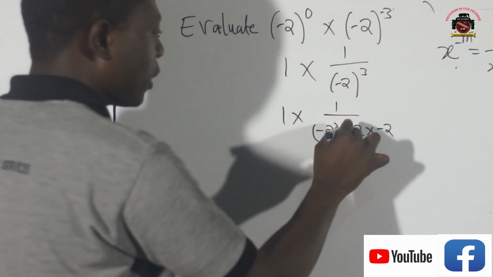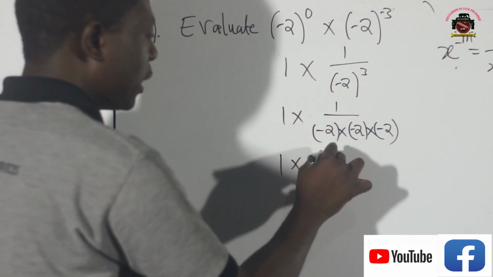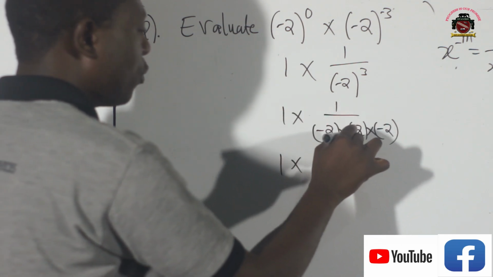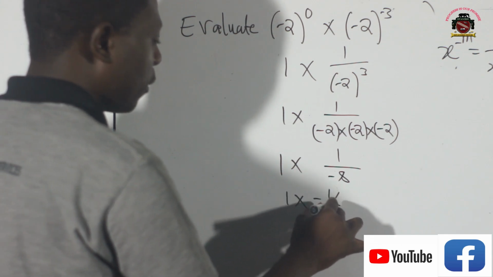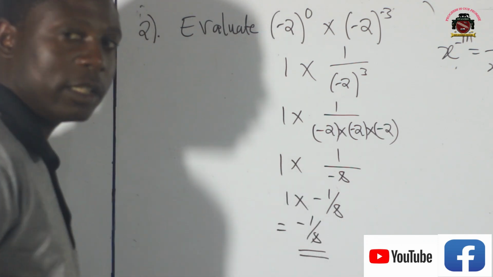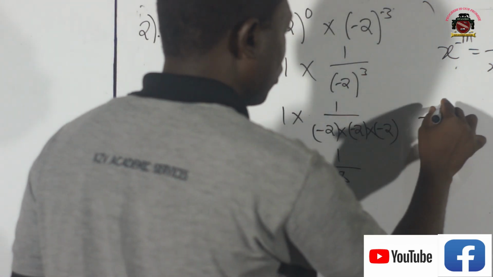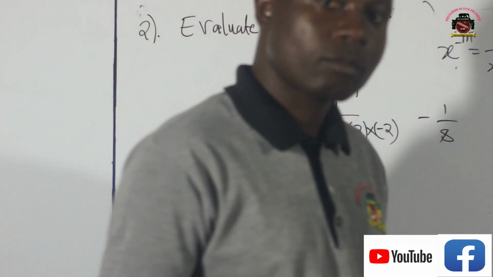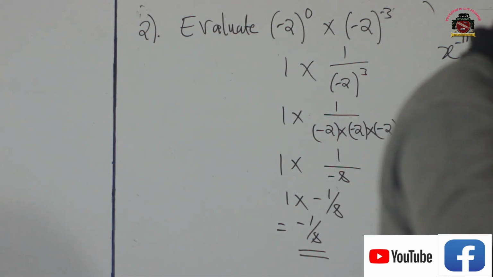Now this negative is also part of the 2. So here we have 1 times 1 over negative 2 times negative 2, that is positive 4. Positive 4 times negative 2, get negative 8, implying that we have 1 times negative 1 over 8. Therefore, here we have negative 1 over 8. This is the answer. I hope you can see the answer. The answer is negative 1 over 8. Questions? Do you have questions?